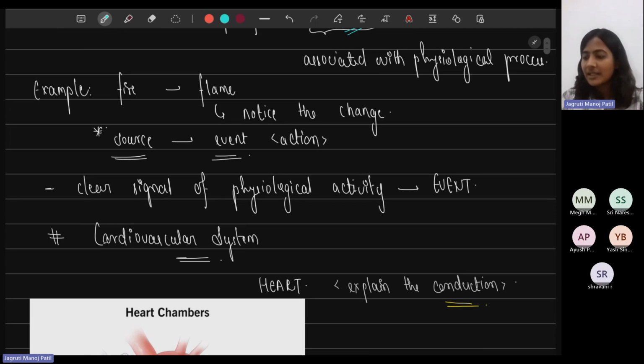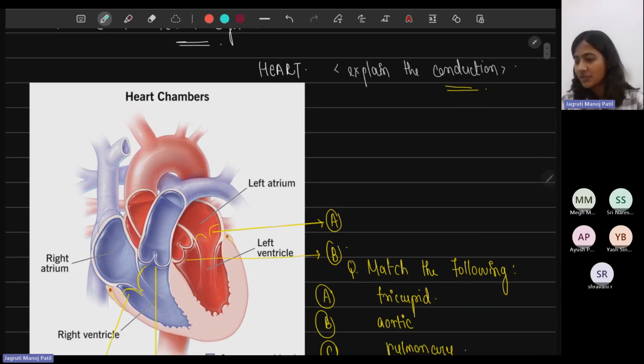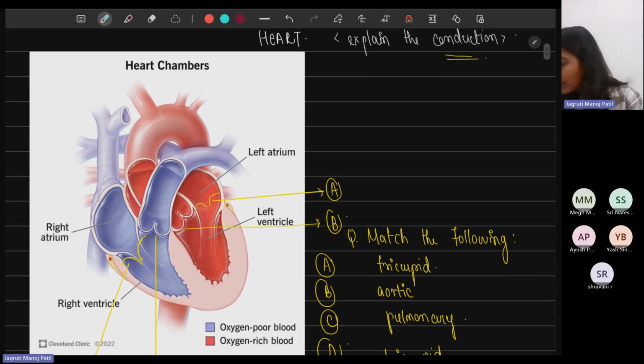So if there is a clear signal of the physiological activity, that is termed as an event. We'll just go through this. All of this is very basic revision for everyone present here. So first we'll go through the cardiovascular system. I hope everything's visible to you.